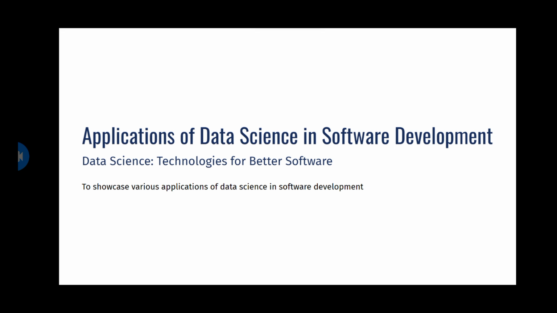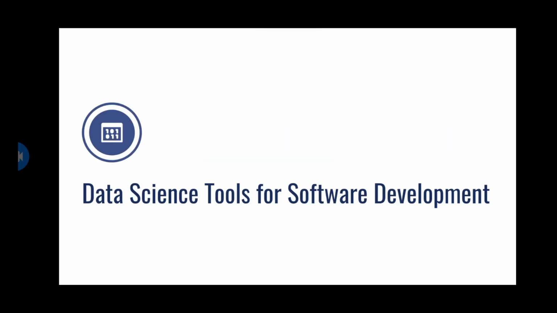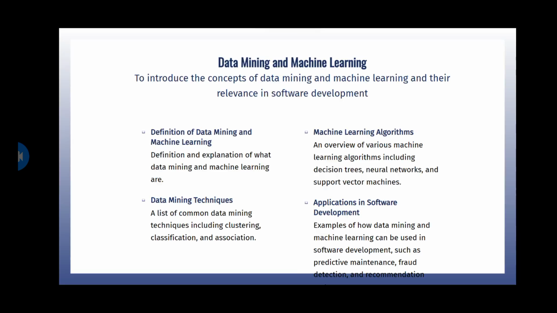Next, let us see the application of data science in software development, like data science technology for better software, to showcase various applications of data science in software development. First, data science tools for software development. Let us see data science tools for software development. Next, data mining and machine learning, to introduce the concept of data mining and machine learning and their relevance in software development.